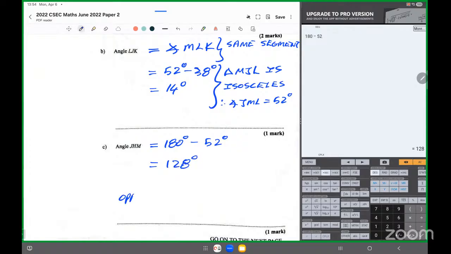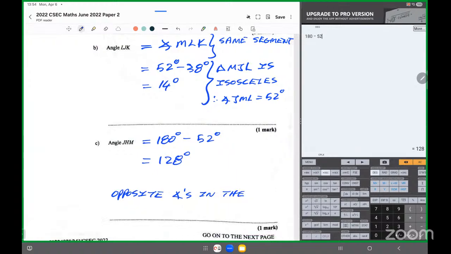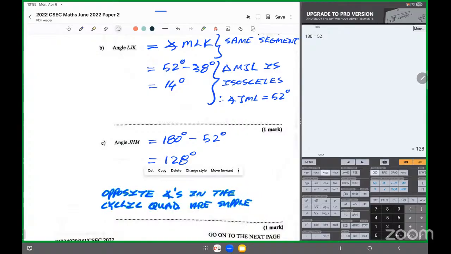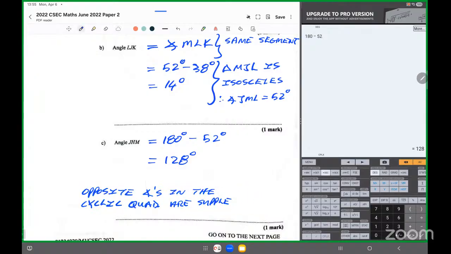That's because opposite angles in the cyclic quadrilateral are supplementary, which means that they add to 180 degrees. No, I don't think this was required.